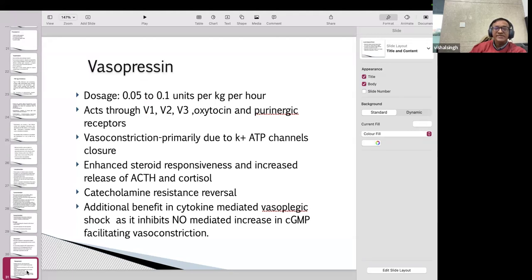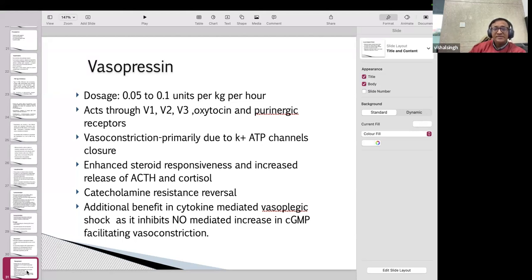The dosage is approximately 0.05 to 0.1 units per kg per hour. Okay. And we rarely exceed 0.1. We have normally tried to remain around 0.05 to 0.07 or 0.03. And it acts through V1, V2, V3, oxytocin and purinergic receptors. The V3 is, for example, in the hypothalamus, where it increases the cortisol secretion by driving the ACTH release. V1, V2 are in the peripheral vasculature.